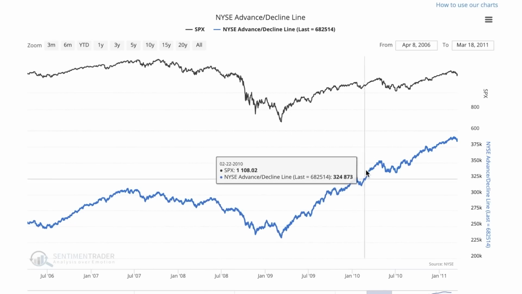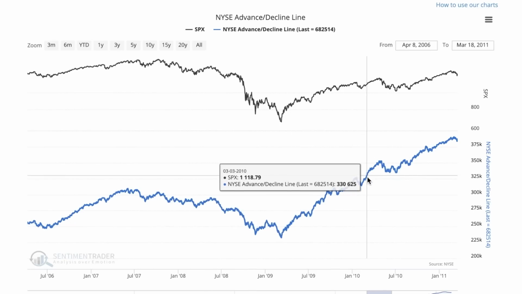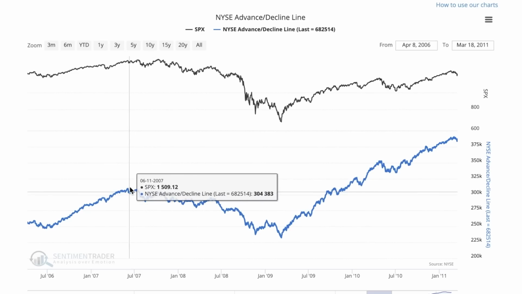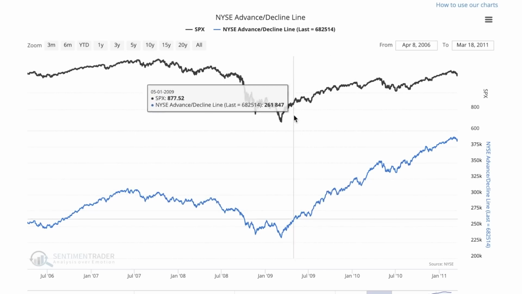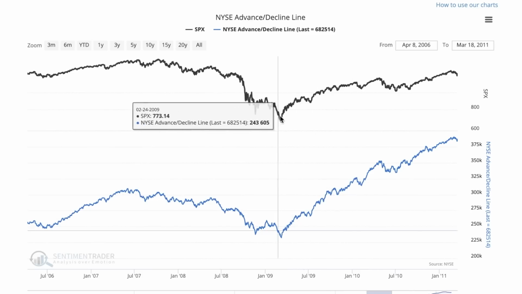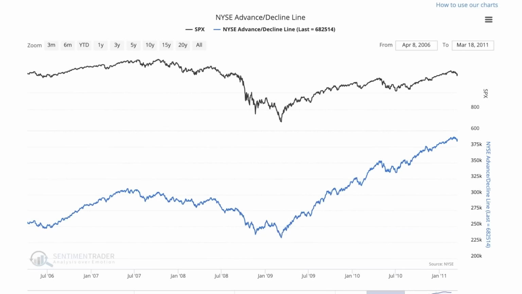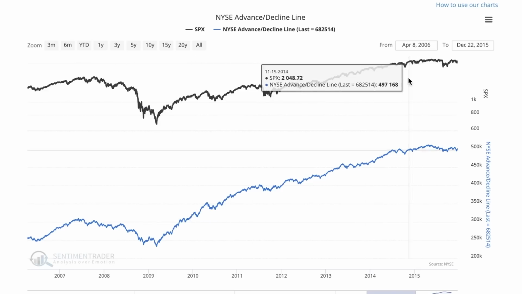And then again, you can see what was happening right here in 2010. Look at where the advanced decline line is. It's above the high we had in 2007, showing you there's a lot of strength in this initial first leg of the bull run. And that was, of course, fueled by a massive move over the years that followed.